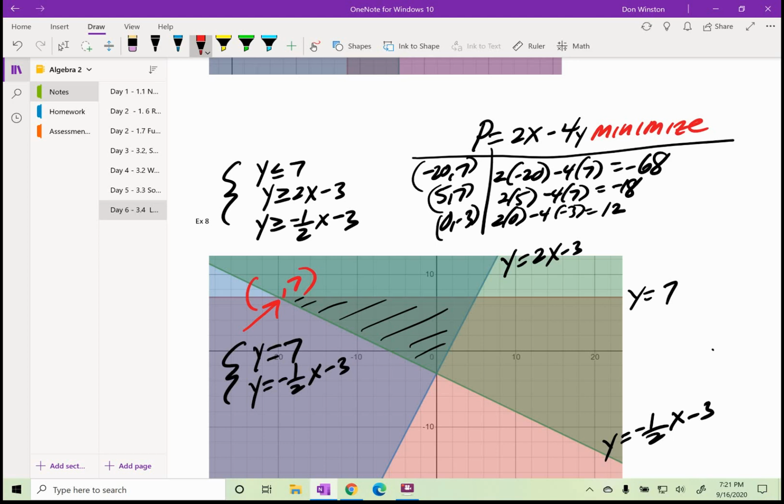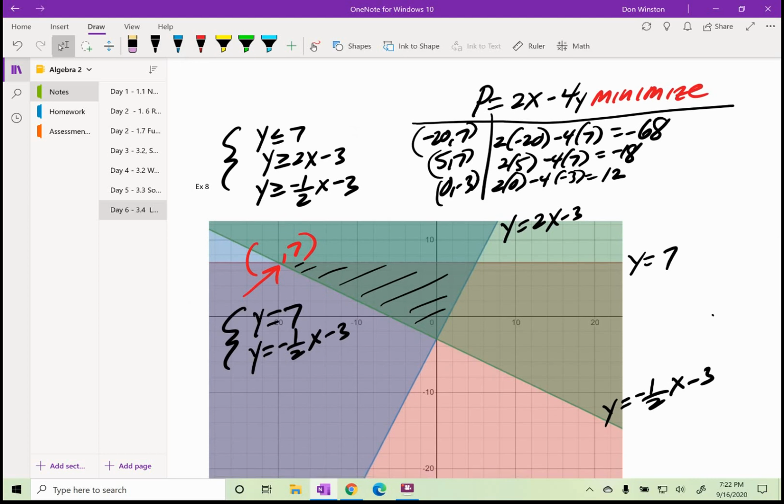What's the x value? As I told you guys before, the easiest substitution problem you ever have is when y is equal to one thing and y is equal to something else. You just set the y's equal to each other. So 7 equals negative 1/2 x minus 3. Add 3 to both sides and you get 10 is equal to negative 1/2 x. Multiply by negative 2 and you get negative 20 equals x. So my x value is negative 20.